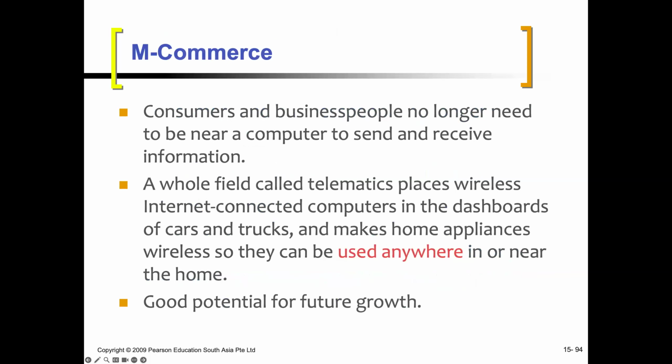And well, there is something called m-commerce. M-commerce is when consumers and business people no longer need to be near a computer to send and receive information. The whole field called telematics places wireless internet-connected computers in the dashboards of cars and trucks, and makes home appliances wireless so that they can be used anywhere in or near the home. This is a very good potential for future growth in m-commerce.